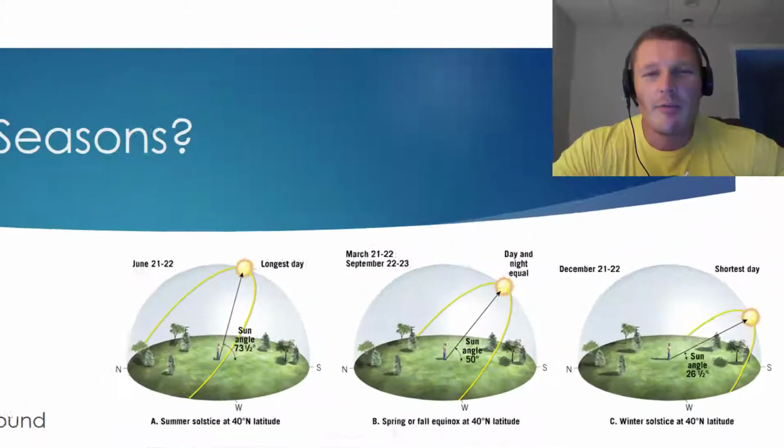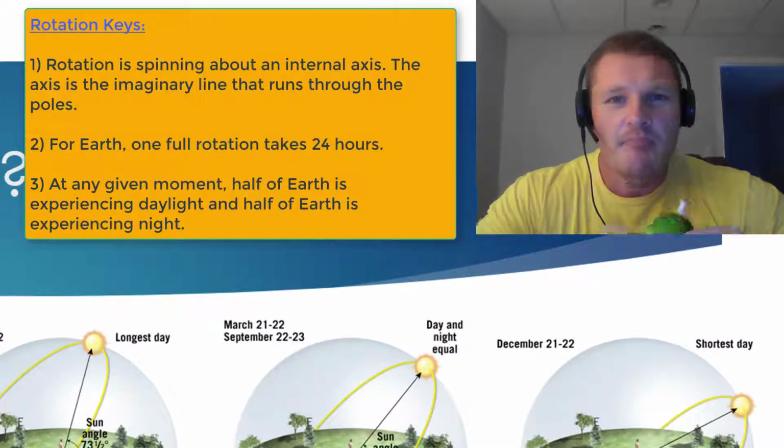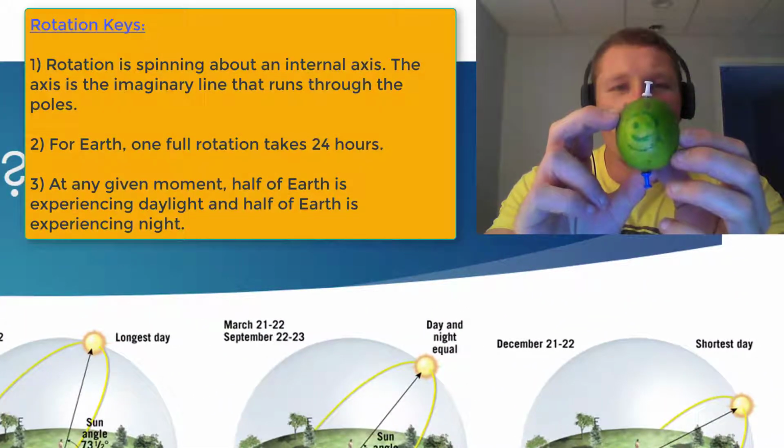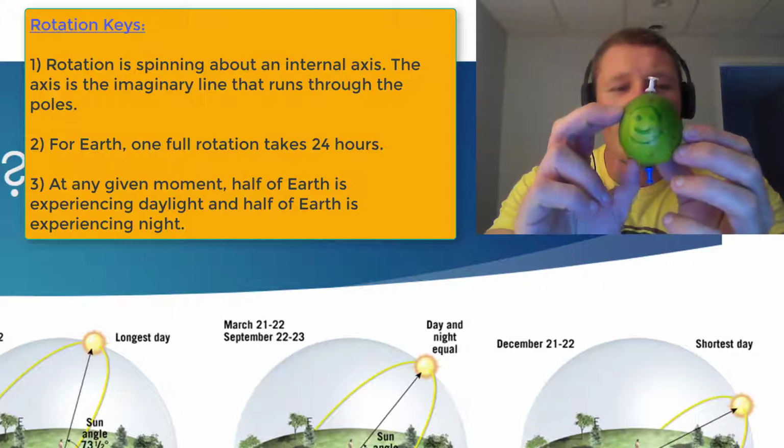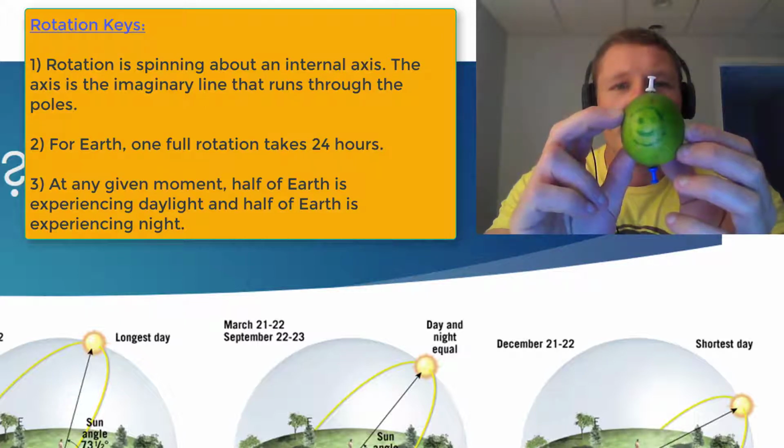For rotation, I built a nice little model using a line. And if you take a look at my line, I have a white pushpin in the top and then a blue pushpin in the bottom. The white pushpin will represent the North Pole, and the blue pushpin will represent the South Pole.